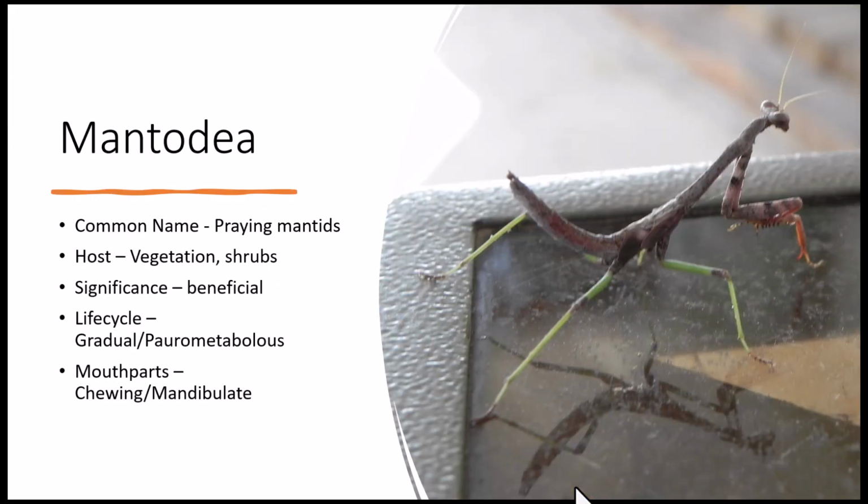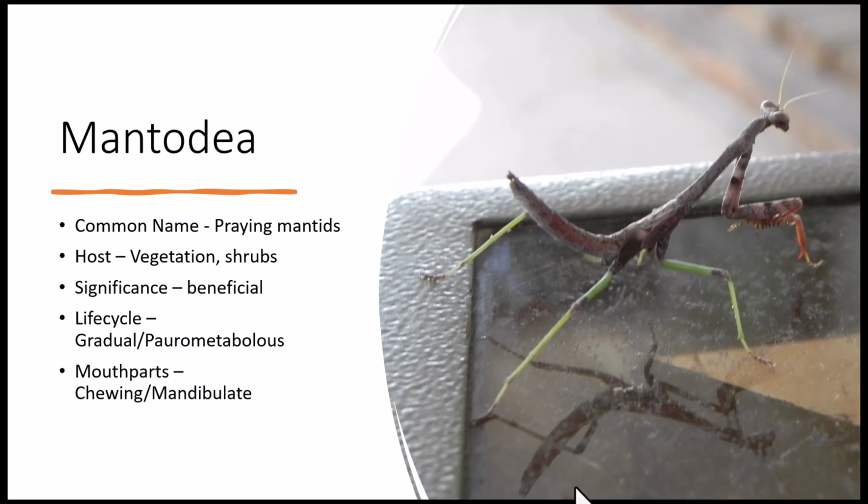The next order that you need to know is the Mantodea order. These are the praying mantids. These are generally found outside on vegetation and shrubs where they are sit and wait predators, waiting for their prey to come to them. They are considered beneficial because they are predatory, and they have that gradual or parametabolous life cycle. They have chewing mouthparts, mandibulate mouthparts. They reach out with their raptorial legs to grasp their prey and feed on them with their chewing mouthparts.